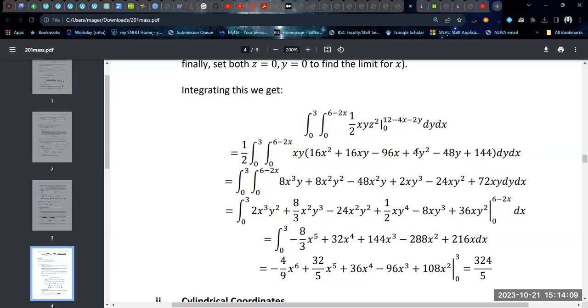16x squared is from this component squared. 4y squared is from this component squared. 12 squared gives us this. But then these two together are going to give us negative 48x, but then there's two of them because you're doing it the one way and then the other way. And then same thing for this one. This is 12 times 2y. It's 24, but there's two of them, so that's negative 48. And then you have two of these, you get 8xy, and then there's two of them, and so you get 16xy.